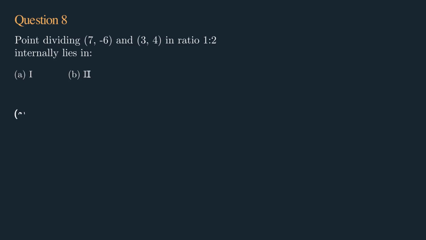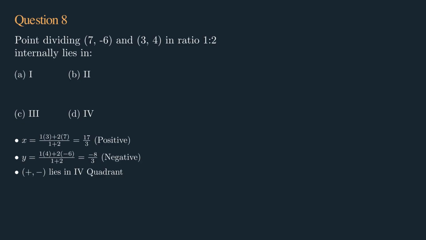Question 8. In which quadrant does the point dividing the line segment joining (7, -6) and (3, 4) in the ratio 1:2 lie? Here are the options. Using the section formula, the x-coordinate is positive 17 over 3, and the y-coordinate is negative 8 over 3. Since x is positive and y is negative, the point lies in the fourth quadrant. The correct option is D, fourth quadrant.